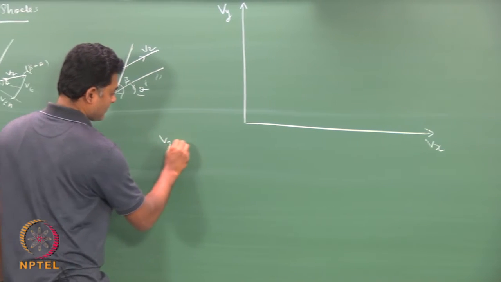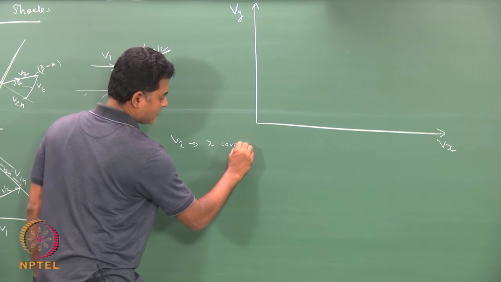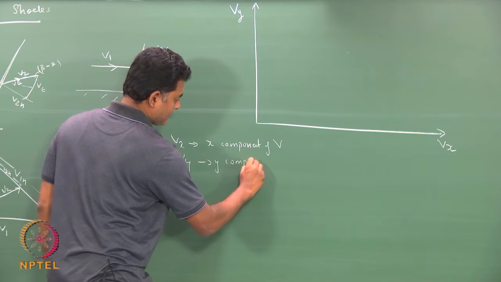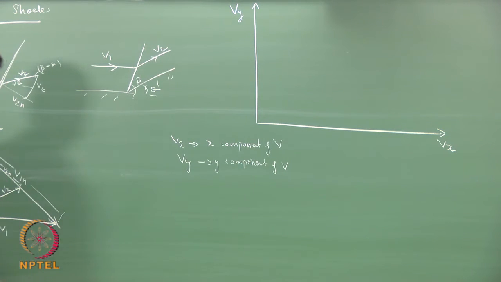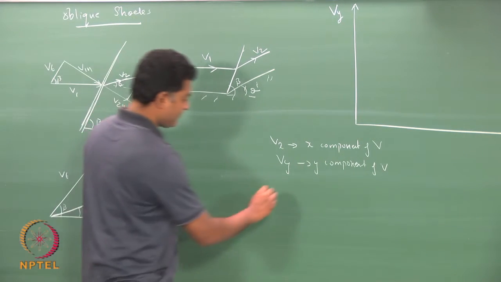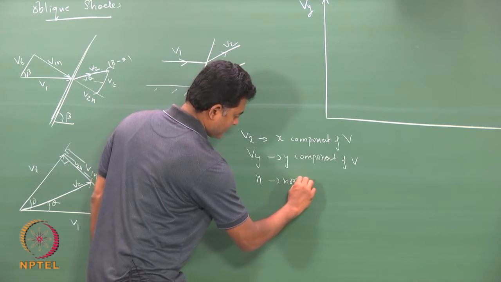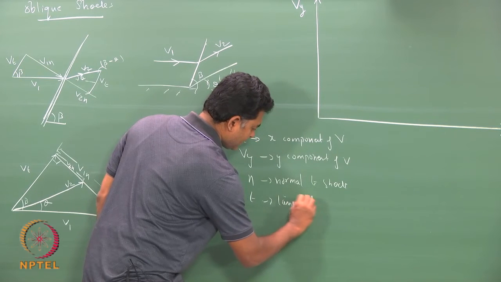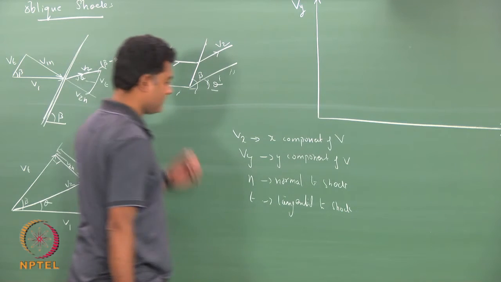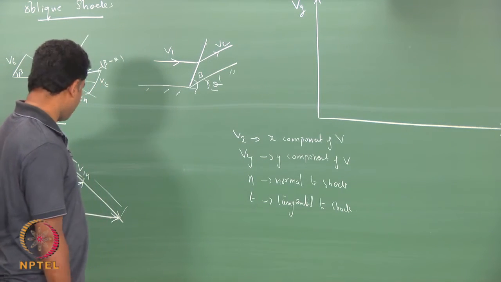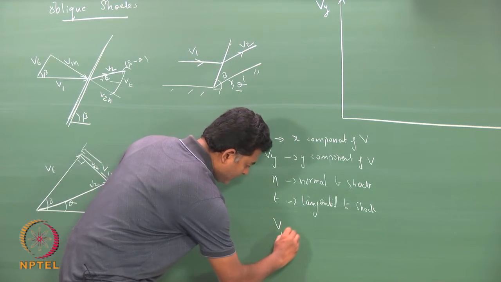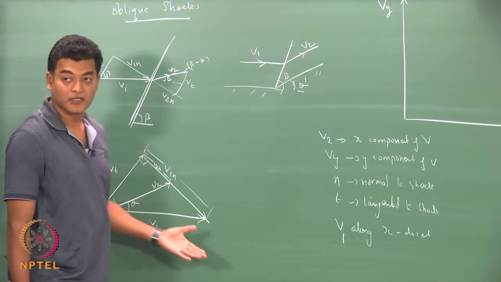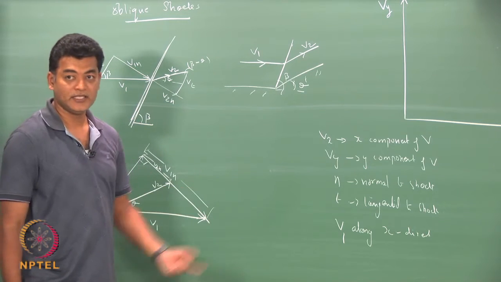So, Vx is the x component of velocity, Vy is the y component of velocity. Okay. Whether it is 1 or 2, it is different. Now, suffix n is normal to the shock, t is tangential to the shock. Okay. That is the nomenclature we have used for the oblique shock. Now, I will take V1 along the x direction. So, I am going to plot this thing with the direction V1 along the x direction.